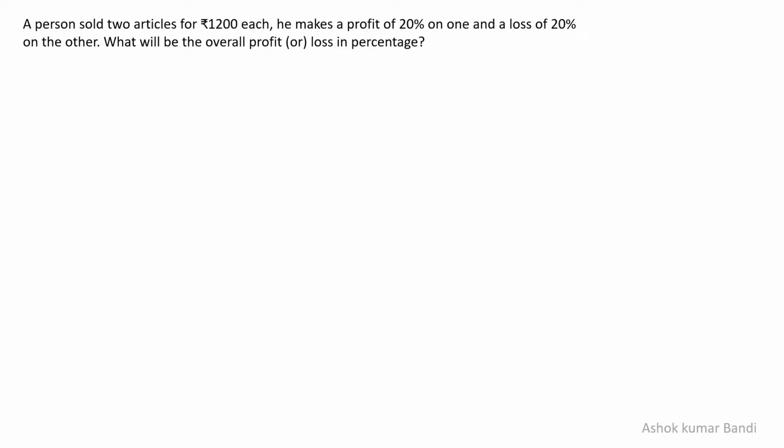Okay, let us solve this one. See, a person sold two articles for 1200 rupees each, so he is selling the first one for 1200 as well as the second one for 1200. On this article he is getting a profit of 20%, on this article he is getting a loss of 20%. Now if you know the selling price, how are you going to find out overall profit or loss?